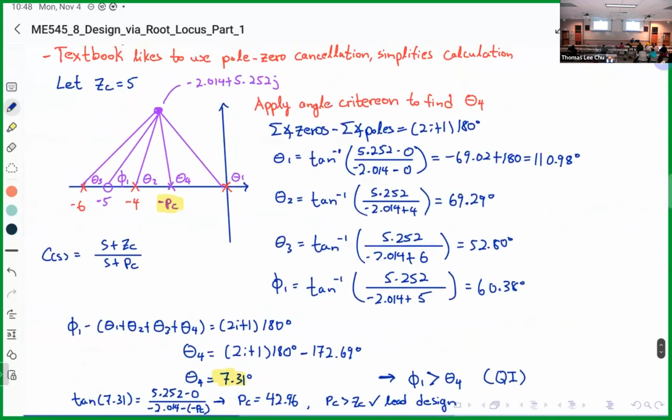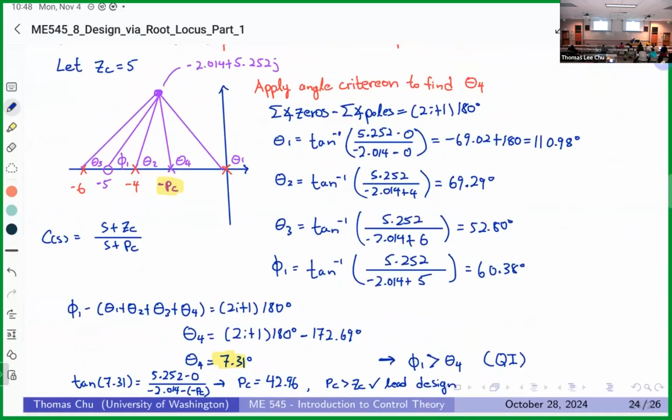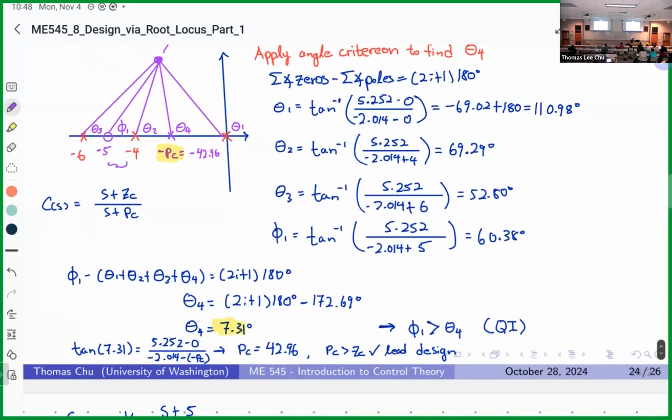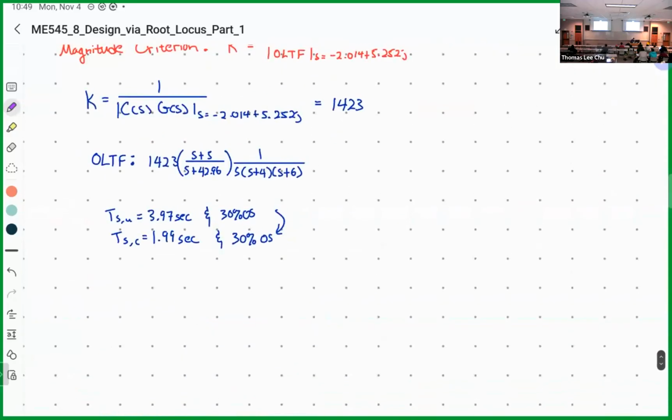One other thing is that now we have a pole at the origin, and a pole at minus 42.96. We have poles at -4, a zero at -5, and a pole at -6. So I know for sure that we have a pair of complex conjugate poles closest to the origin, but then we have a third pole between -5 and -6. And then we have a fourth pole beyond minus 42.96, meaning that because of our third pole between these 2 points, second order approximation will not hold. So this design is based off of second order approximation. So now we have to confirm if it's true or not by testing it.